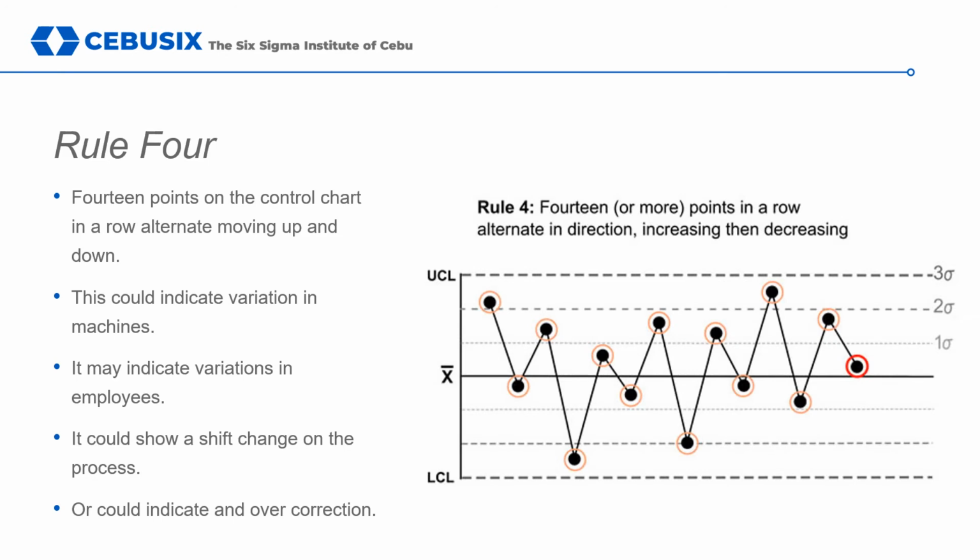Rule 4. 14 points on the control chart in a row alternate moving up and down. This could indicate variation in machines, employees, shifts, or overcorrection. If you take a look at the chart, you will see that rather than a continuous rolling set of data points along the X bar line, we have one high, then one low, then back up, then back down again, alternating back and forth along the X bar line.